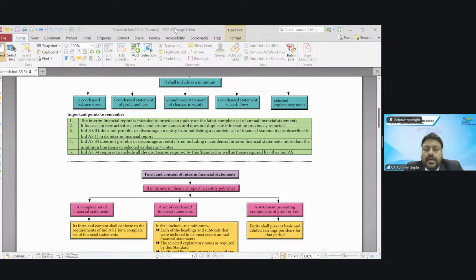So all the significant events and transactions which have taken place during the quarter have to be mandatorily reported in terms of notes to accounts on the financial results. There is no exception to that. Is that clear?